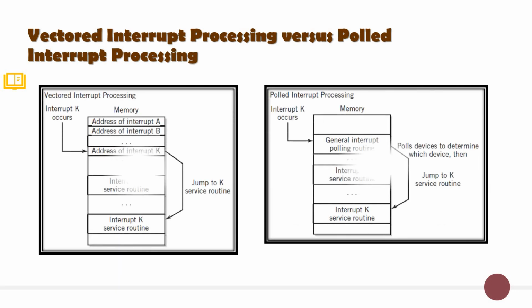Vectored interrupt processing versus polled interrupt processing. Some computers use a method known as vectored interrupt, in which the address of the interrupting device is included as part of the interrupt. Another method provides a general interrupt that is shared by all devices. The computer identifies the interrupting device by polling each device. These two methods are illustrated in the above figures, respectively.